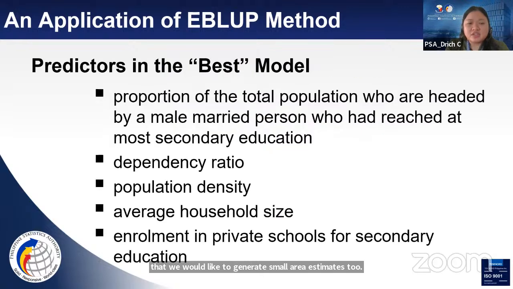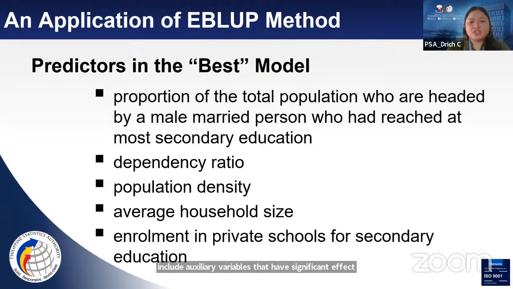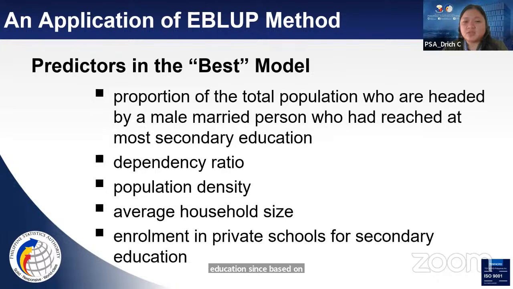So based on the results, we make sure that the predictors in the best model are aligned with the usual predictors based on previous studies. For example, since we are measuring poverty, we include auxiliary variables that have a significant effect on the poverty incidence. For example, the proportion of population who are headed by a male married person who had reached at most secondary education, since based on previous studies, we know that education is highly correlated to poverty incidence, or highly correlated to income data.